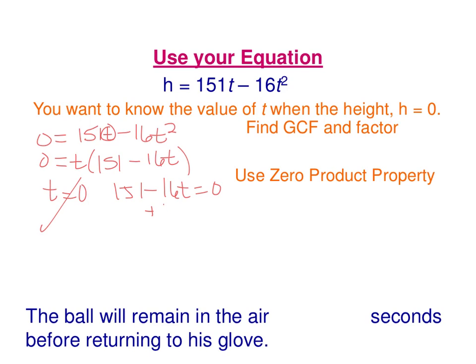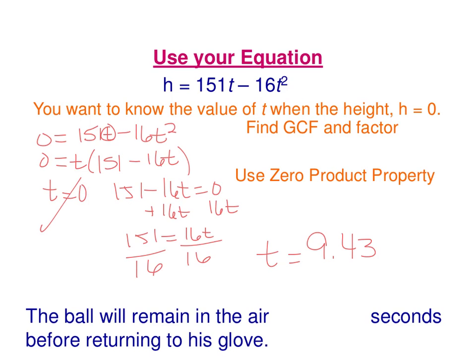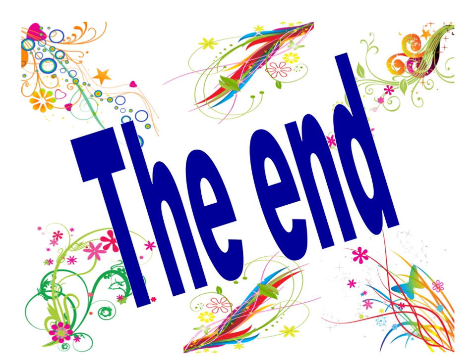But let's see, if I add 16t to each side, I get 151 equals 16t, and then I divide by 16. 151 divided by 16 is, t equals 9.4375 seconds. So the ball will remain in the air 9.4375 seconds before returning to his glove. And that's all, folks.